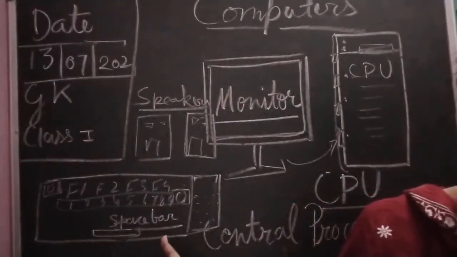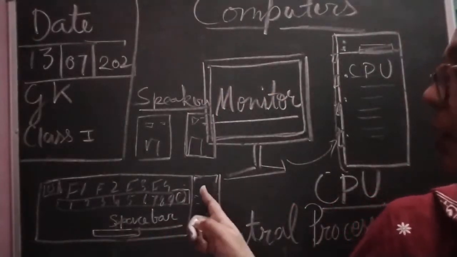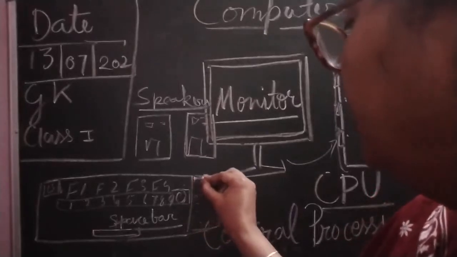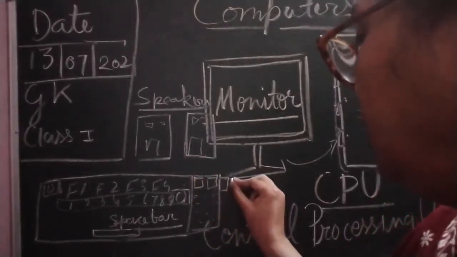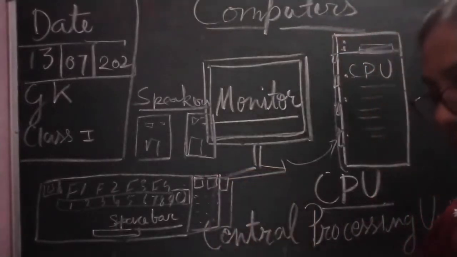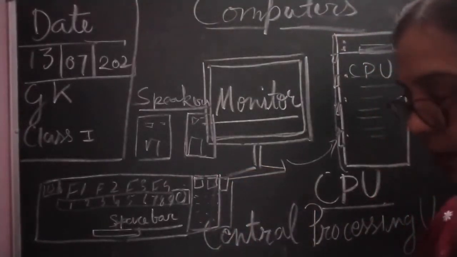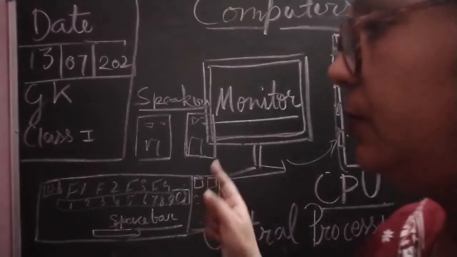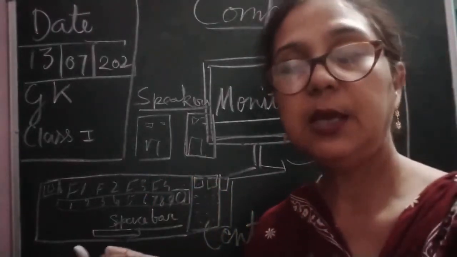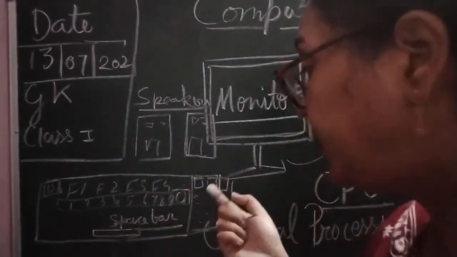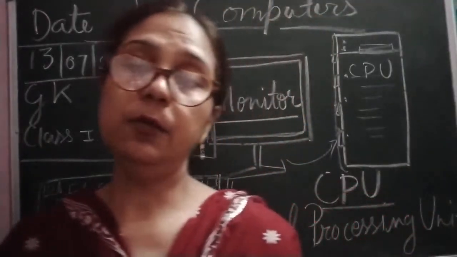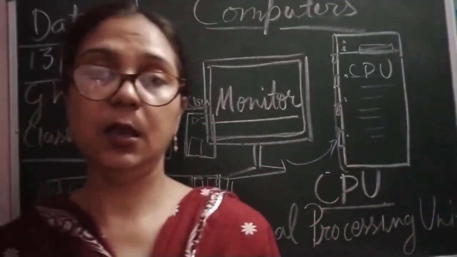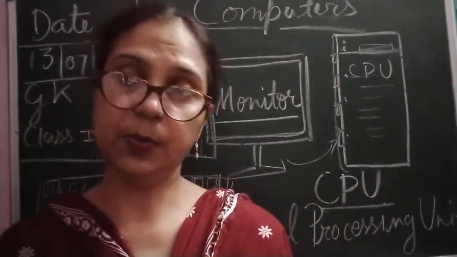Okay, space bar. After space bar, here you can see 3 bigger keys. These 3 bigger keys have lots of functions, that is backspace, and backspace is used to erase something. If you want to erase something, you have to use the backspace key.